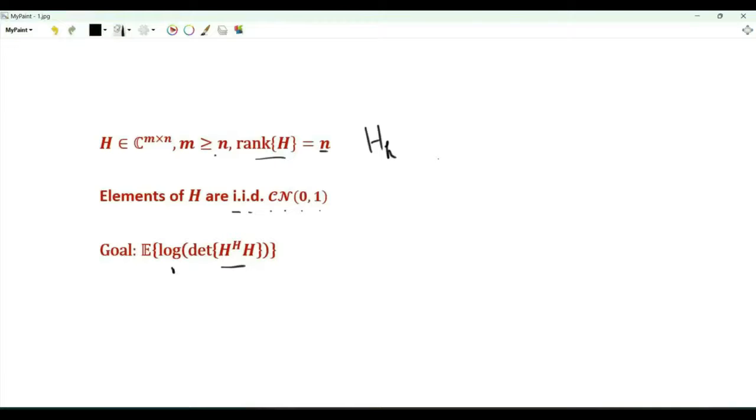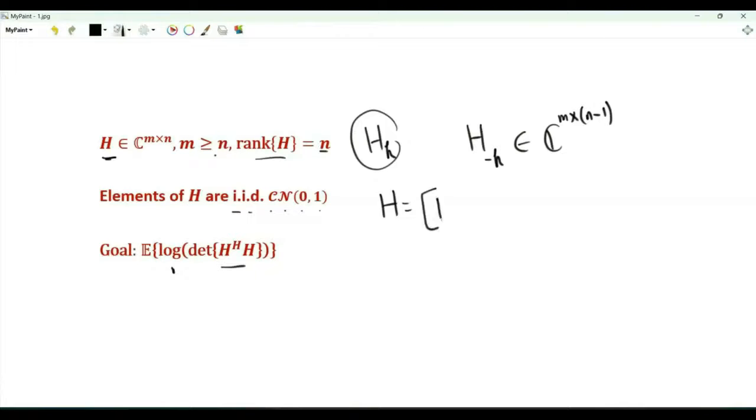Let Hk be the kth column of matrix H. Let H with subscript minus k be matrix H without the kth column. So H minus k is a matrix of size m by n minus 1. We can write matrix H as the first column, H1, and the remaining columns, H minus 1. So this is the matrix starting from the second column of H all the way to the nth column.